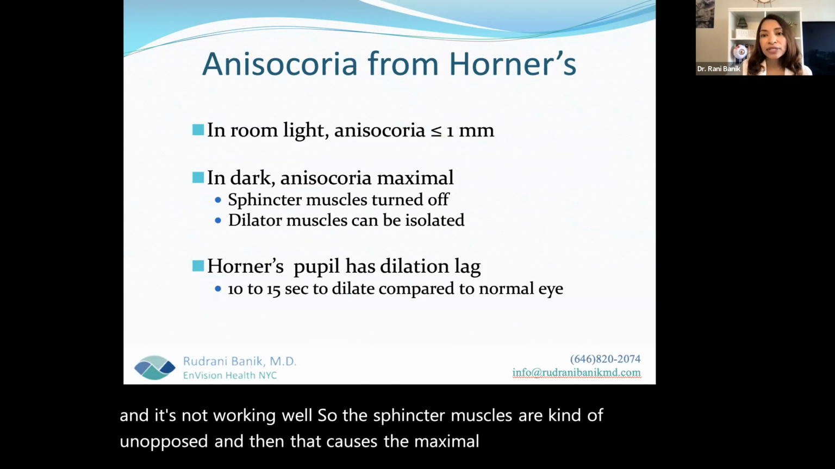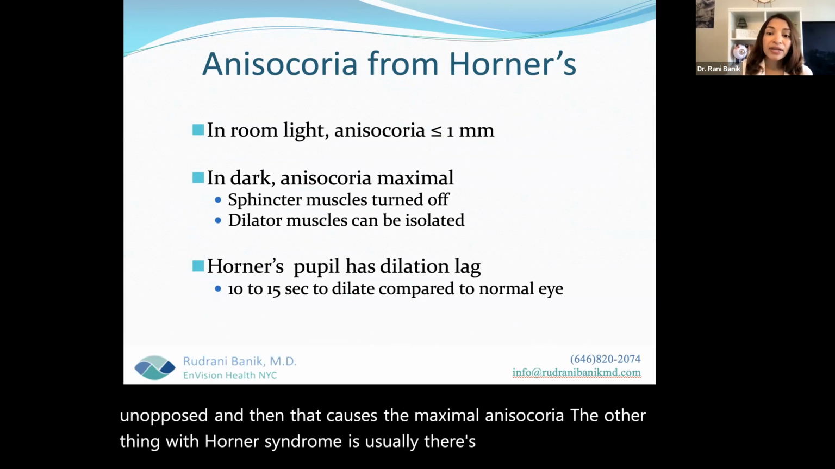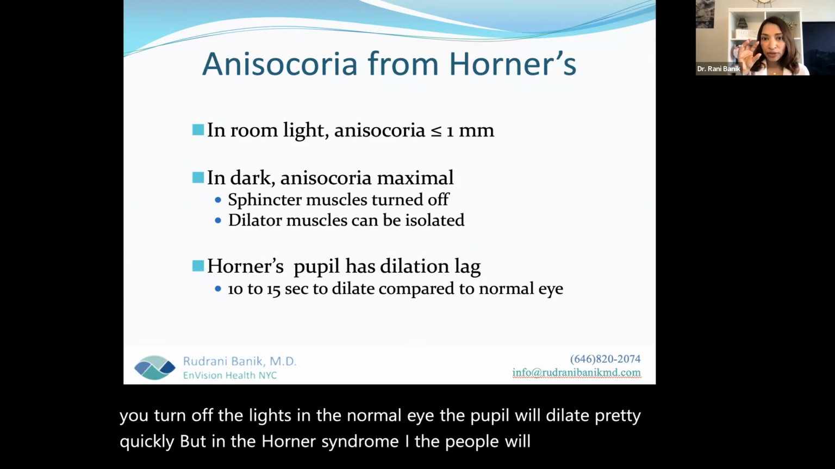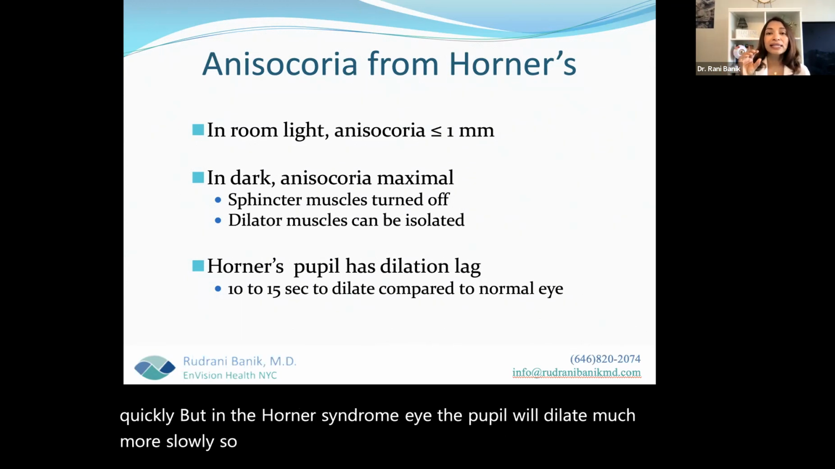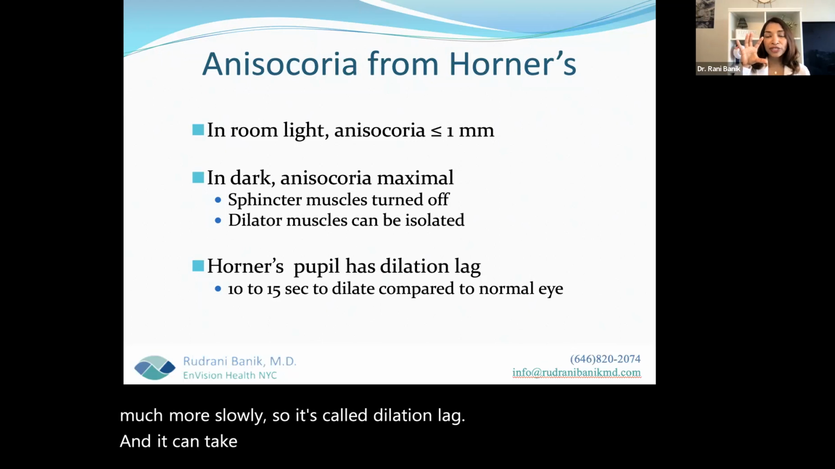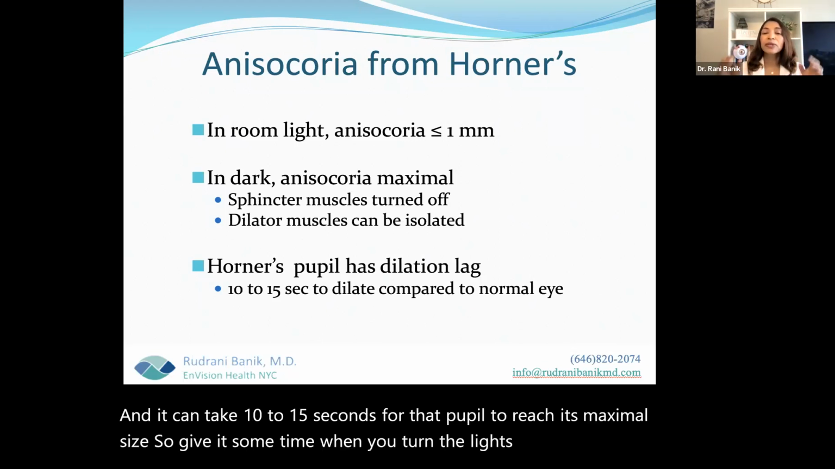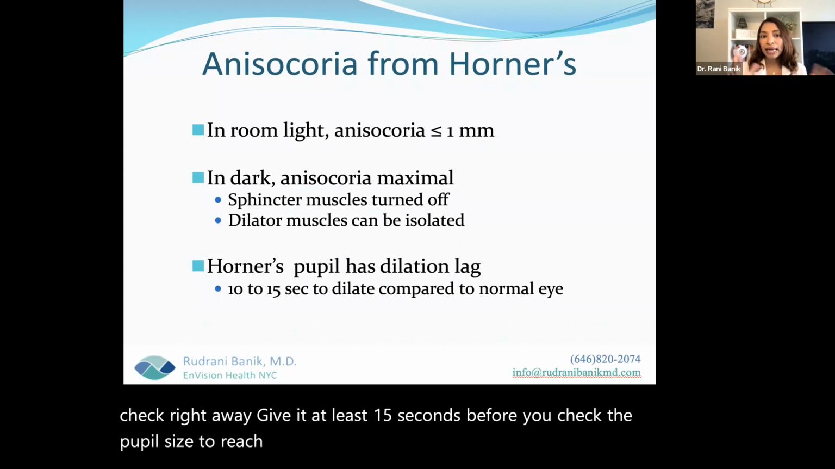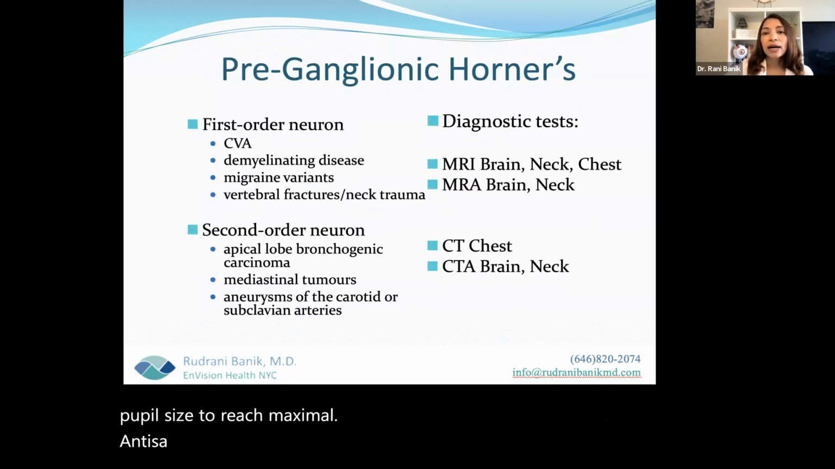The other thing with a Horner syndrome is usually there's a dilation lag. When you turn off the lights, in the normal eye, the pupil will dilate pretty quickly, but in the Horner syndrome eye, the pupil will dilate much more slowly. This is called dilation lag, and it can take 10 to 15 seconds for that pupil to reach its maximal size. So give it some time. When you turn the lights off, don't just check right away. Give it at least 15 seconds before you check the pupil size to reach maximal anisocoria in dim lighting.